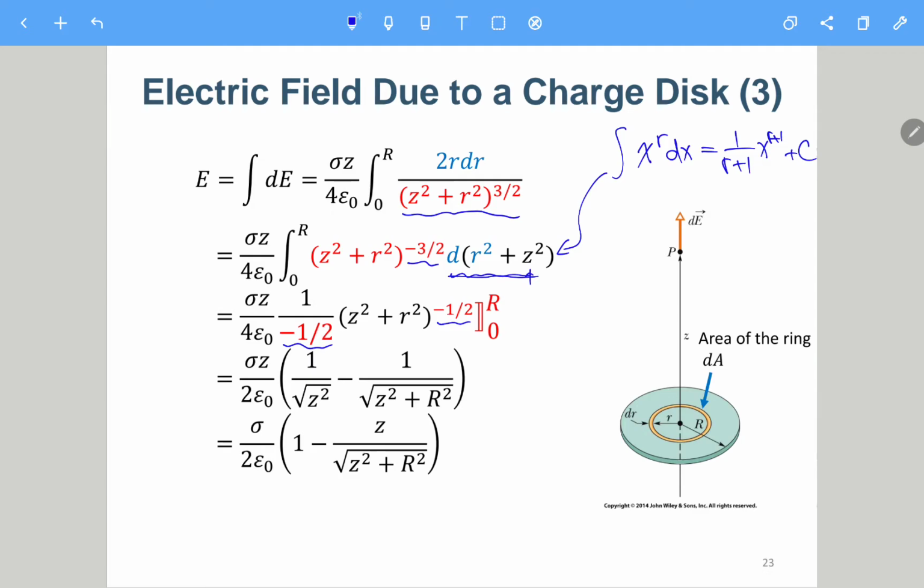Next we substitute capital R and 0 into it, and then we subtract them. Because there is a negative 1/2, the order of the subtraction is exchanged. Then we substitute capital R into here so that we have this term. Finally, we distribute z into here and here, so z and this one can be cancelled, and then we put c here. So finally, this is the E field generated by a charged disk.